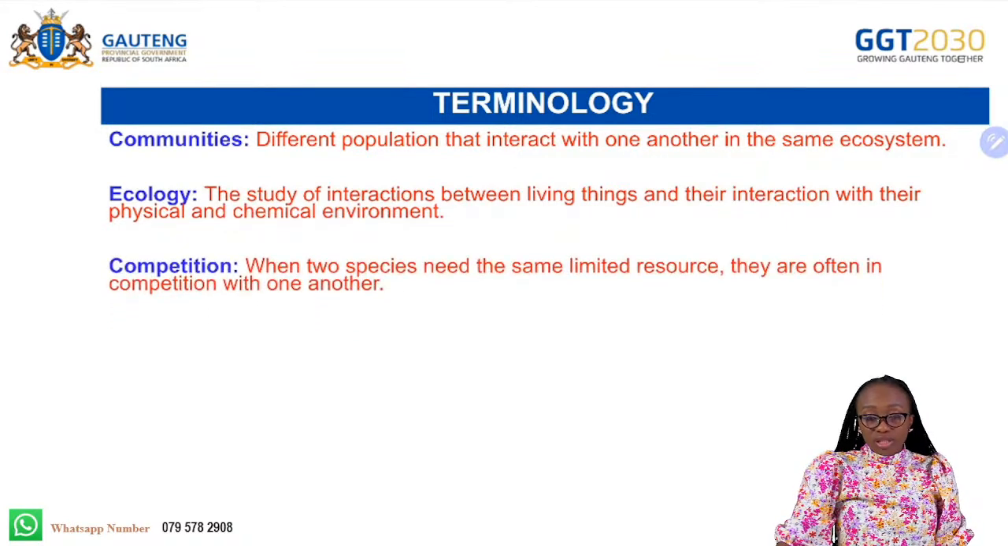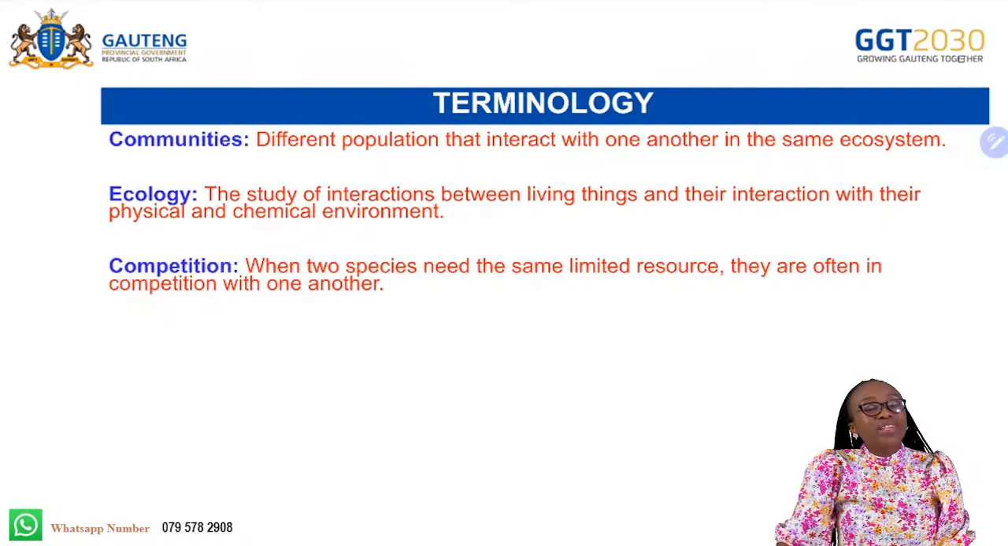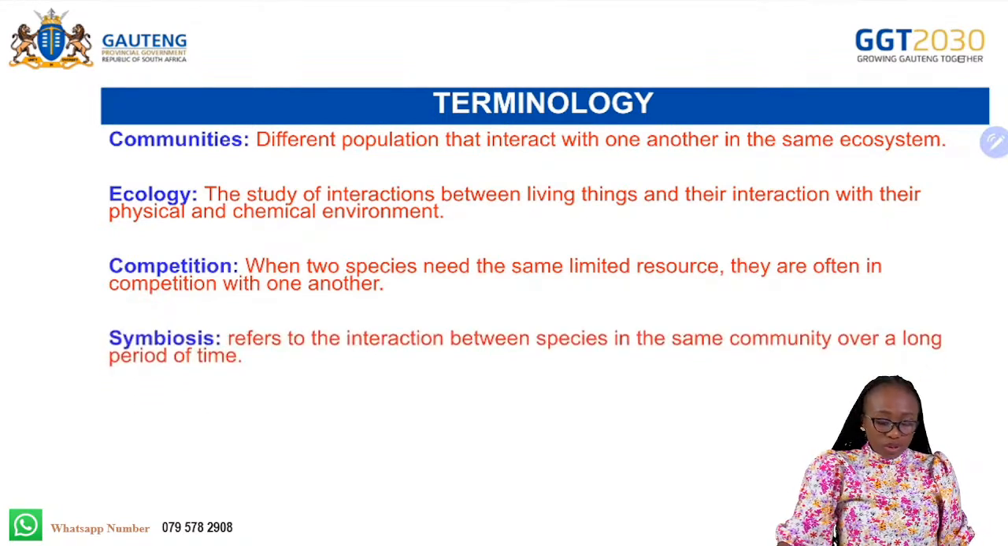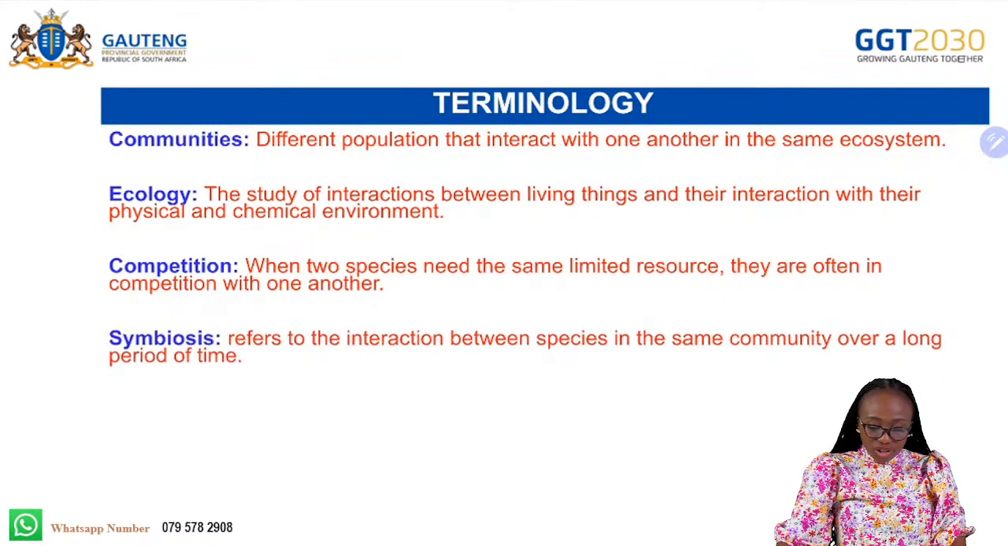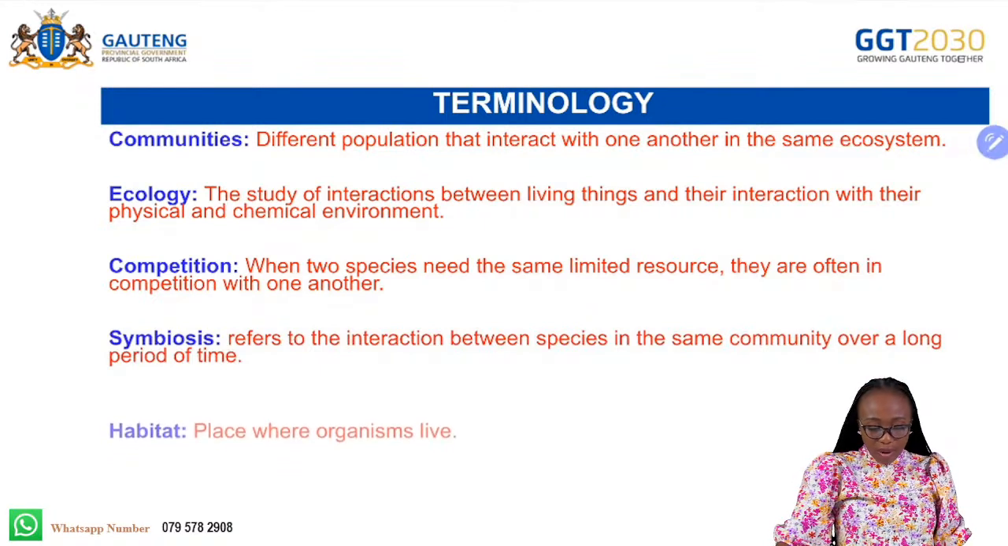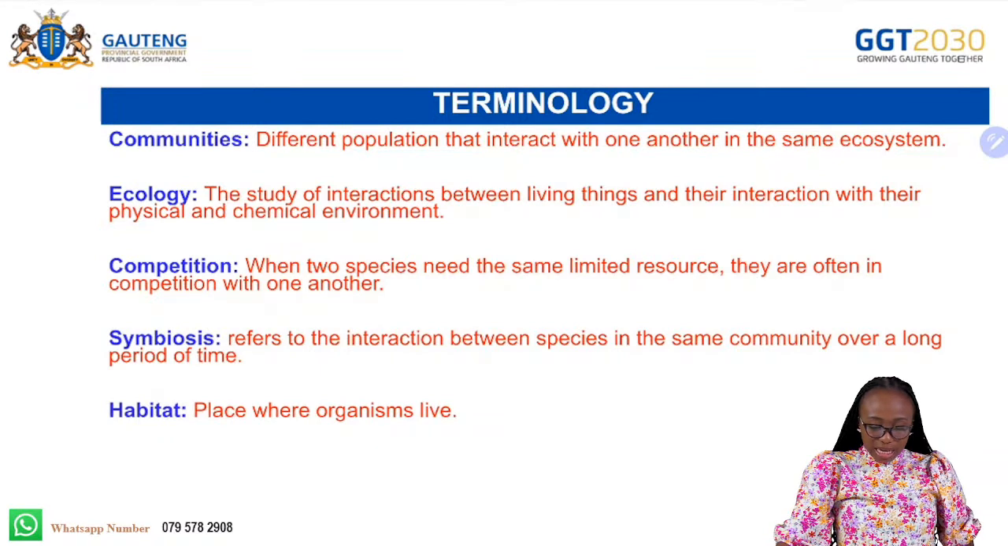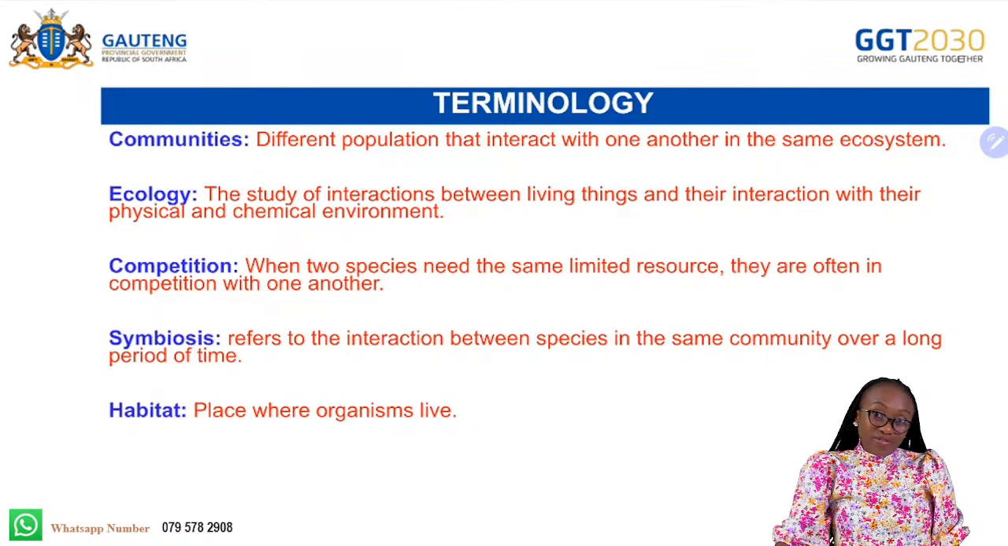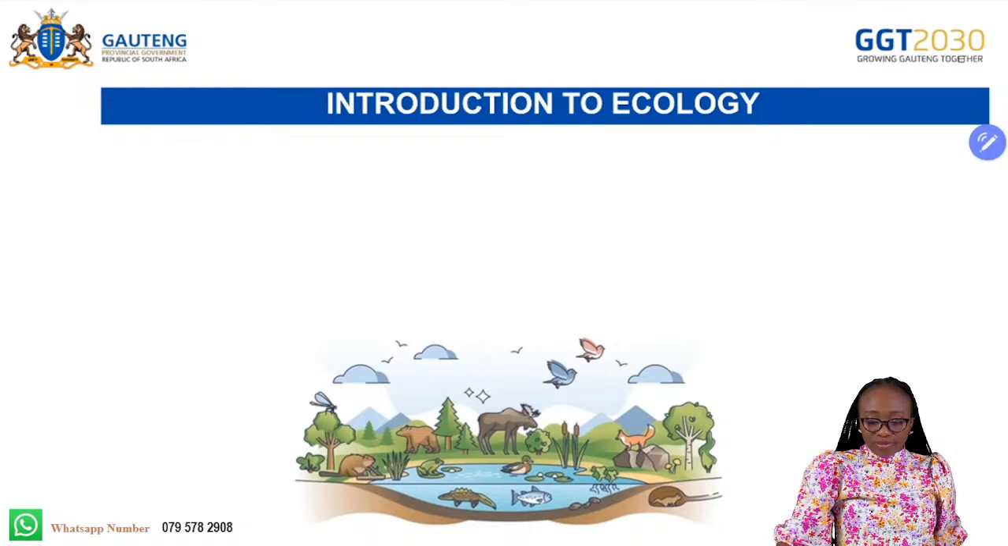And then competition. This is when two species need the same limited resource, they are often in competition with one another for that limited resource. And then symbiosis refers to the interaction between species in the same community over a long period of time. And then habitat, this is a place where organisms live. That is a habitat.